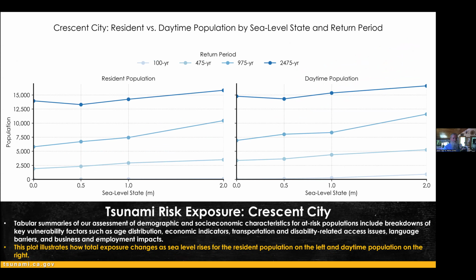Tabular summaries of our assessment of demographic and socioeconomic characteristics for at-risk populations include breakdowns of key vulnerability factors such as age distribution, economic indicators, transportation, and disability-related access issues, language barriers, and business and employment impacts. This plot illustrates how total exposure changes as sea level rises for the resident population on the left and the daytime population on the right.